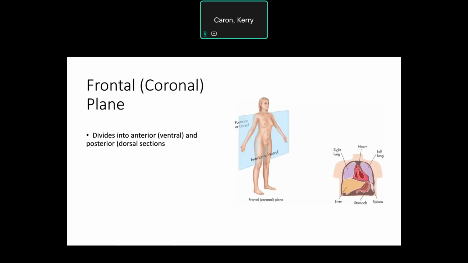Okay, frontal or coronal. It divides your anterior and your posterior. It kind of reminds me of a swinging door elevator, or the rotating door that comes around as an entrance or an exit in cities. It divides your anterior, your ventral, and your posterior dorsal sides. So as you can see, this view of the thoracic organs here, this is a frontal view.